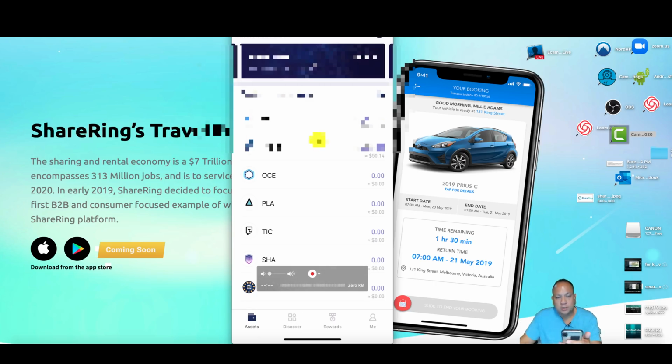So we've logged into my VeChain Thor wallet. You can just easily download this app from VeChain Sync or VeChain Manager or from the App Store.